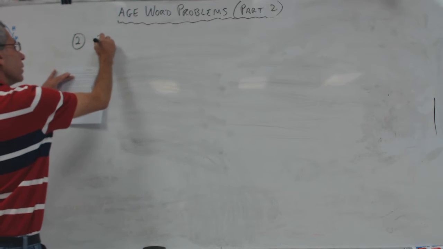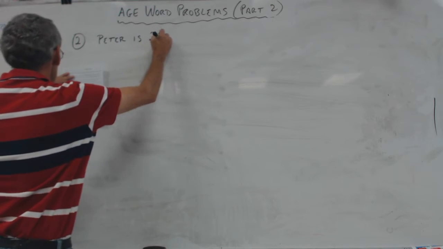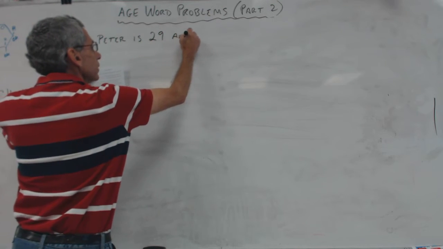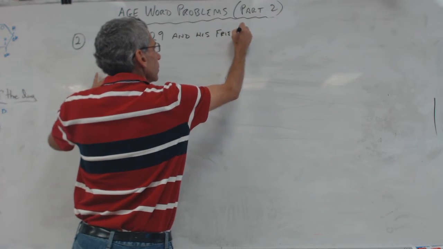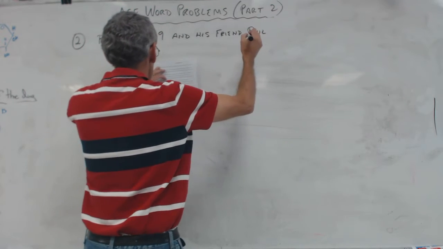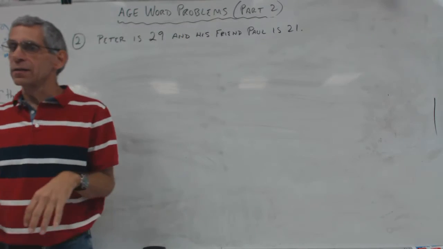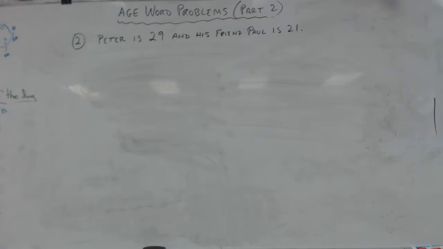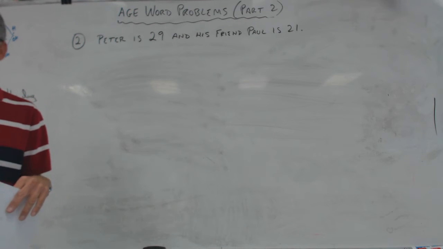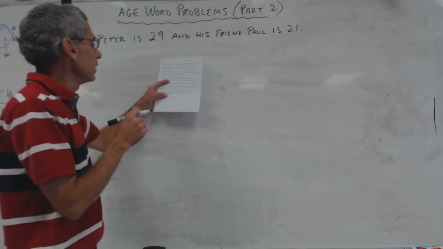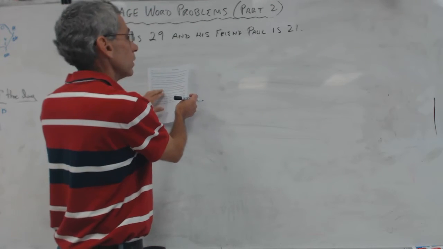Peter is 29 and his friend Paul is 21. Guys, I want it quiet. I want you to write it down while I'm reading. Peter is 29, and his friend Paul is 21.